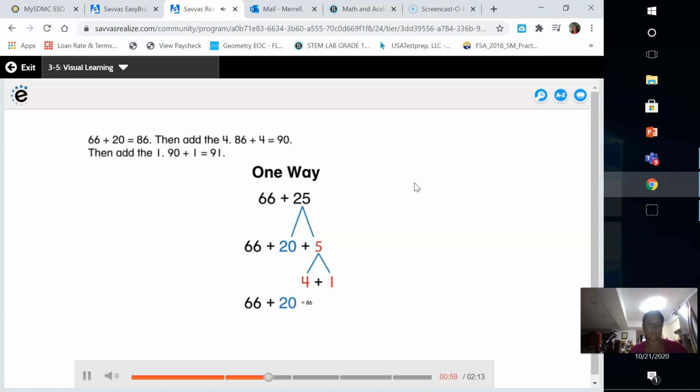66 plus 20 equals 86. Then add the 4. 86 plus 4 equals 90. Then add the 1. 90 plus 1 equals 91.